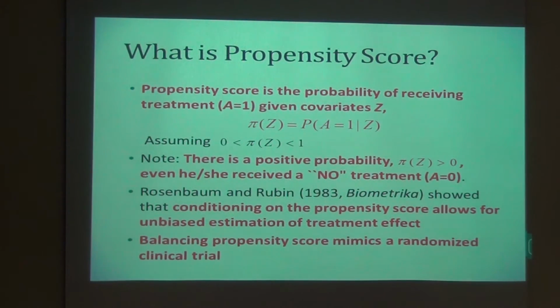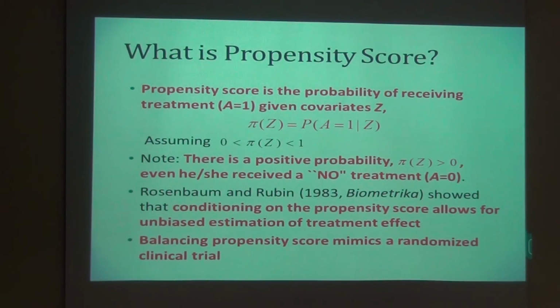Although he received no treatment, he or she will still have a positive probability of receiving the new treatment. Okay, so this is the propensity score, and Rosenbaum and Rubin, in 1983, showed that conditioning on the propensity score allows for unbiased estimation of the treatment effect. So in other words, you're balancing the propensity score.